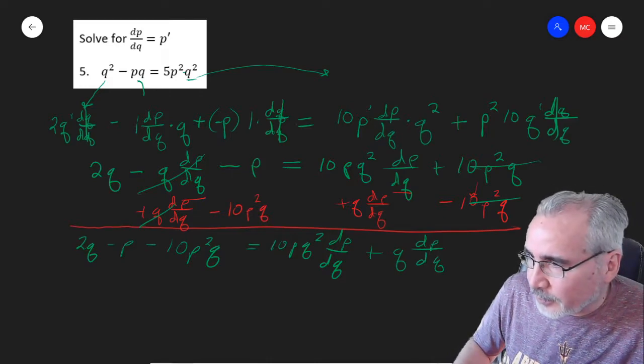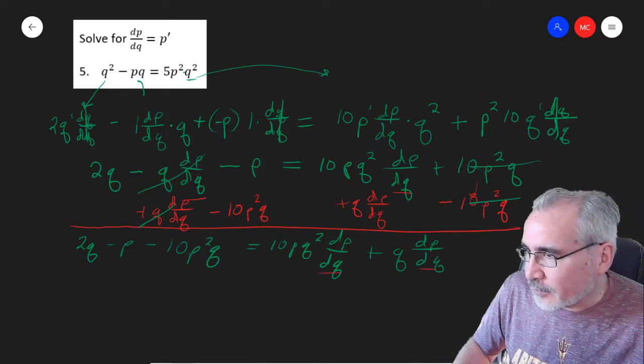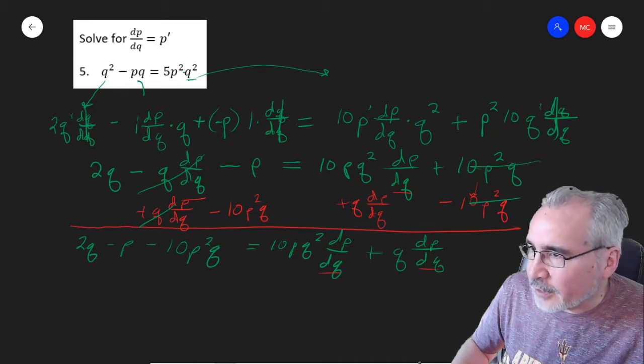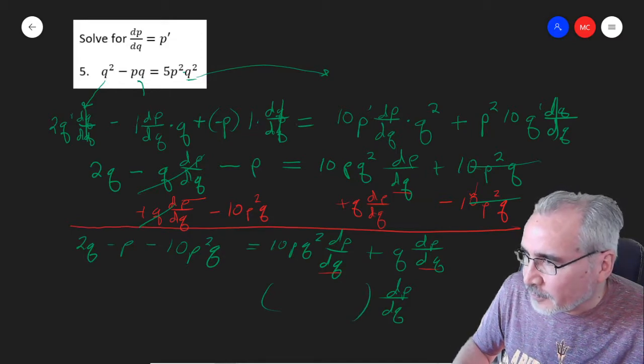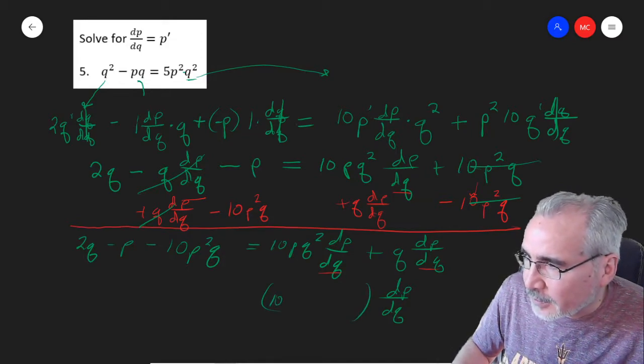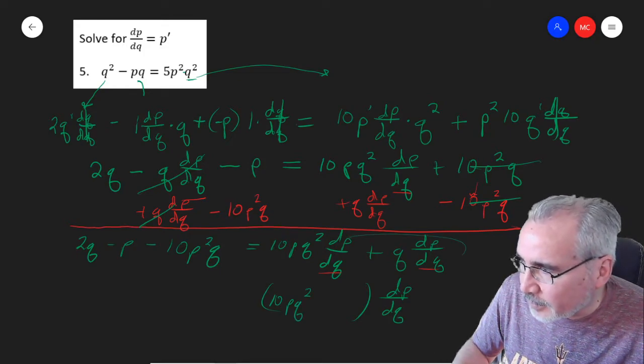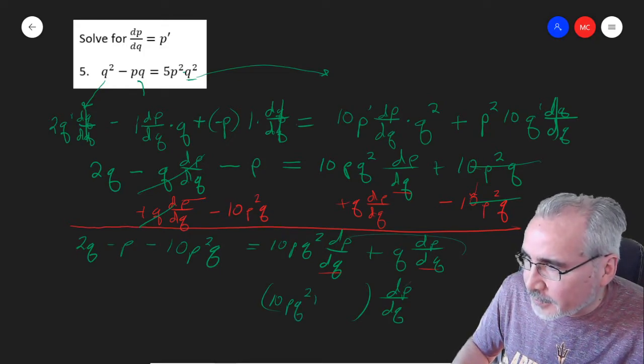And again, we're going to do our factoring trick. So these get factored to the back side. And since it gets factored out, what's going to be left inside here? Well, the 10pq squared, and then this guy's in the back, plus q.